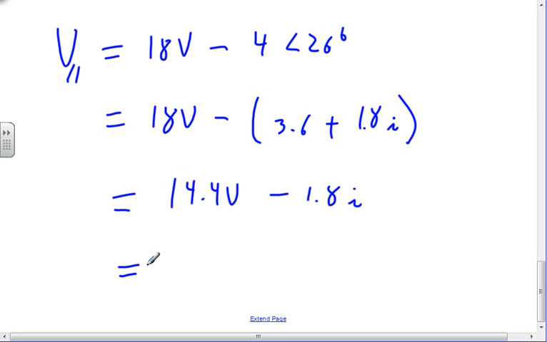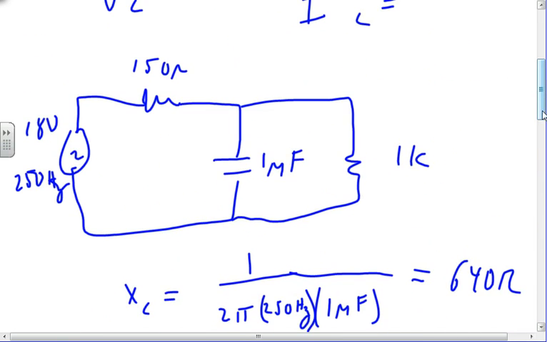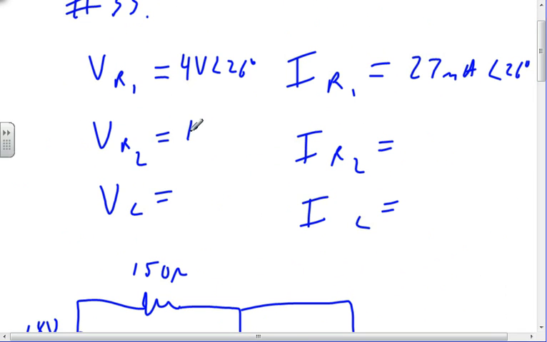I'm going to go 14.4 squared plus 1.8 squared equals, square root. I'm going to do that this time. 14.5 volts. And do I care about the angle? I'm just going to skip the angle. So I'm going to have 14.5 volts across both this resistor and that capacitor because they're in parallel.